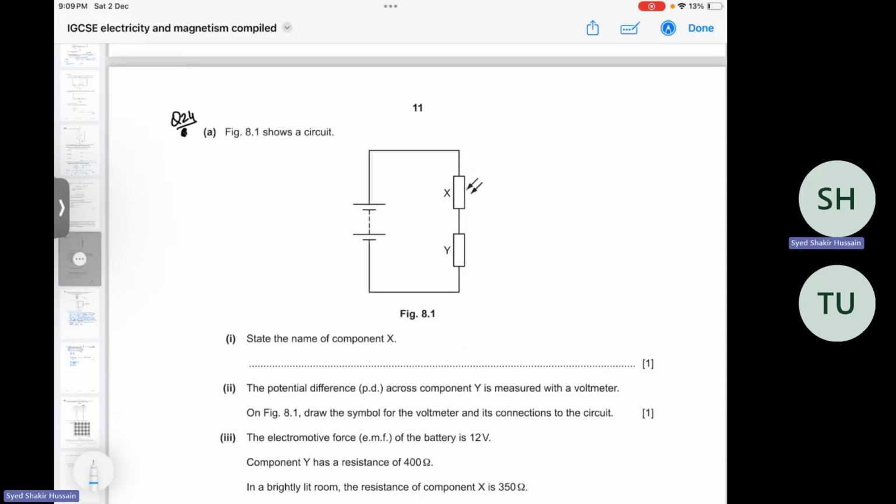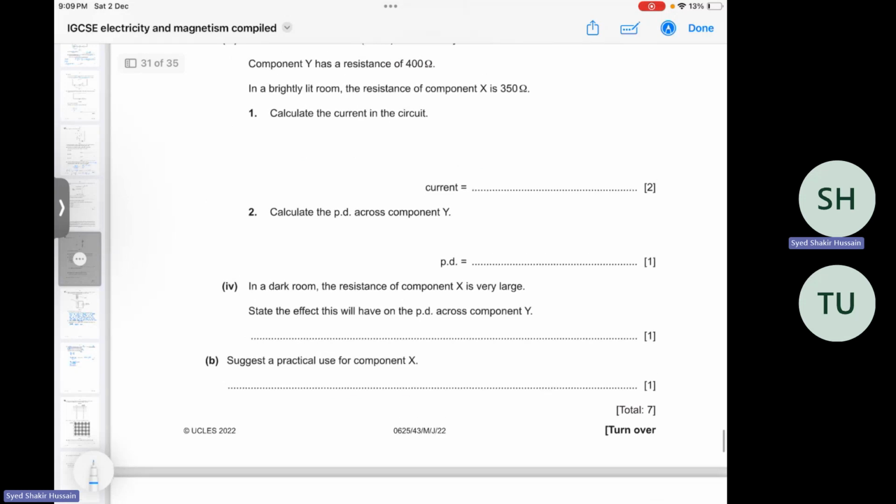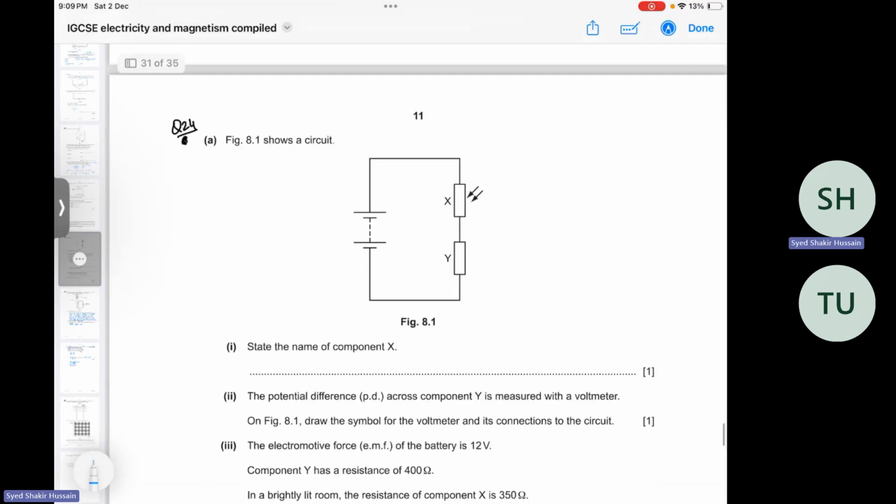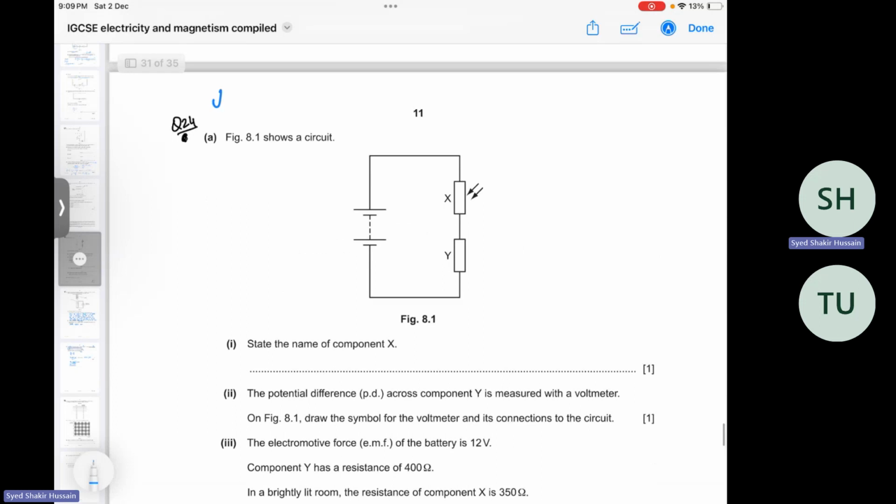Okay. Figure 8.1 shows a circuit. State the name of component X. This is June 2022, paper 4-3, question number 8, IGCSE. So the question says Figure 8.1 shows a circuit. State the name of component X.